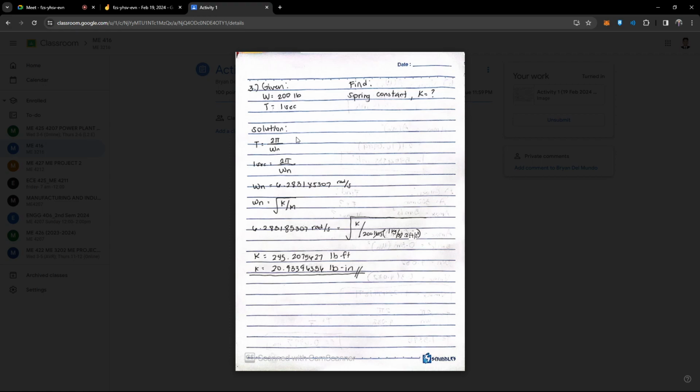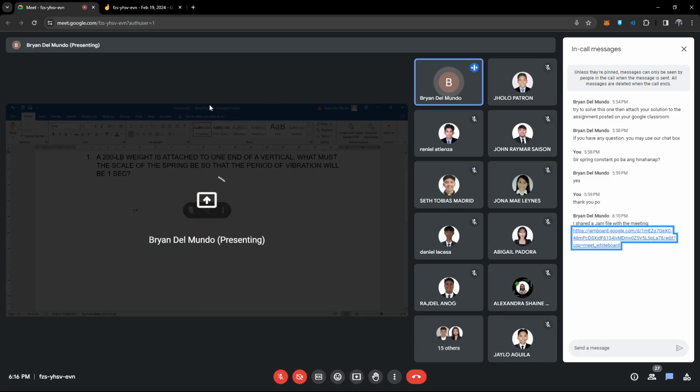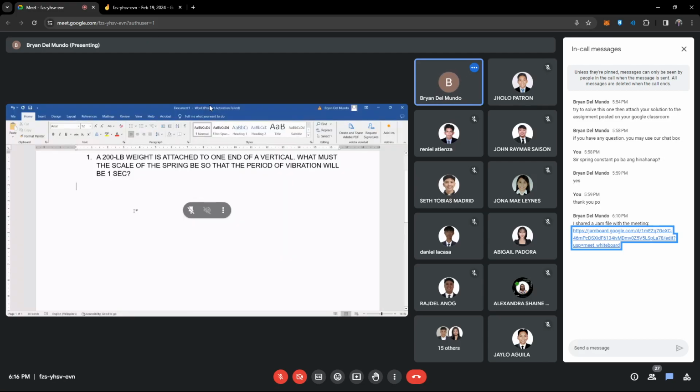Okay guys, so start na tayo. Dito ko na lang gawin yung solution para masend ko na lang din sa inyo right after. So for our short review, let's try to solve this one. A 200-pound weight is attached to one end of a vertical spring. What must the scale of the spring be so that the period of the vibration will be at 1 second?